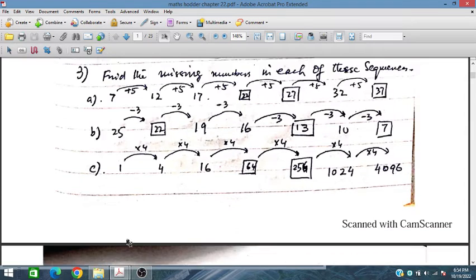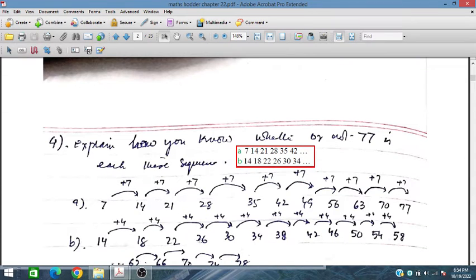So this is simple. Explain how you know whether or not 77 is in each of these sequences. The first sequence is this. We can see it is increasing by 7, 7, 7, 7, increasing to get the new term. So eventually after 70, the 77 term will be here.